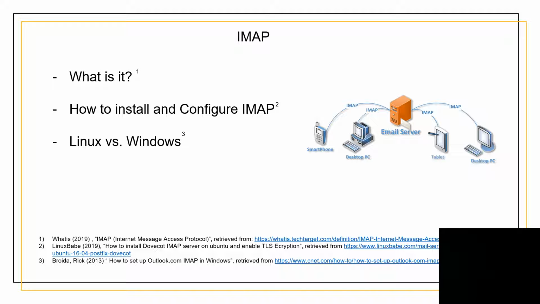IMAP copies emails to the client system by default and leaves that email on the server. However, it allows the end user to edit and adjust the message as if it were stored on the local system. So another major function of IMAP is the ability for users to organize emails into different folders.